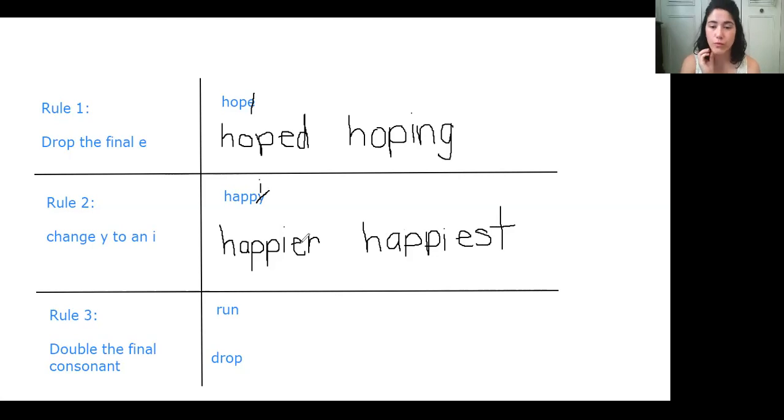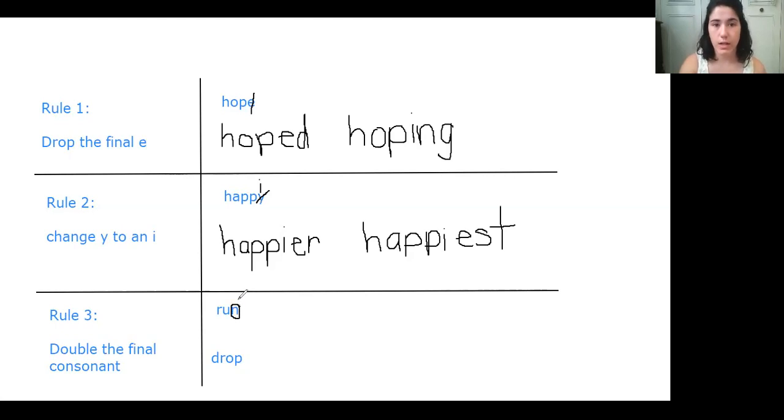Now our last rule for this page, our last way that we're going to change our base word to add our suffix endings, is when we have the base word ending with a consonant. Remember, a consonant is every letter in the alphabet that is not a vowel. So we have 2 types of letters, vowels and consonants. We know vowels are A, E, I, O, U, and sometimes Y, and every other letter in the alphabet is a consonant. So for example, in the word run, we are ending with a consonant right there.